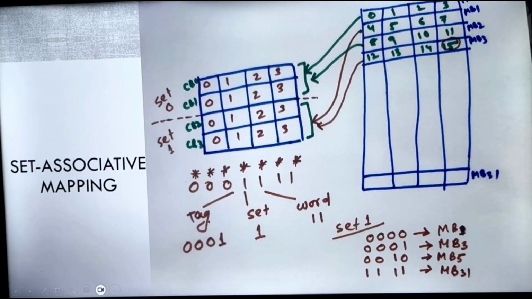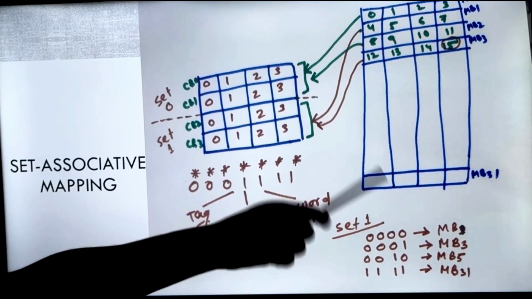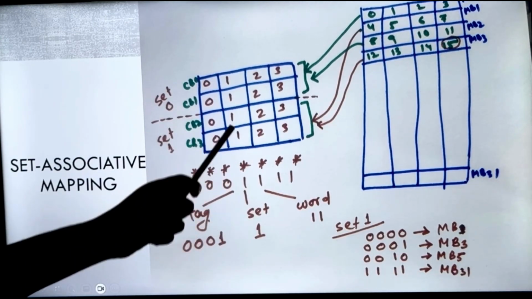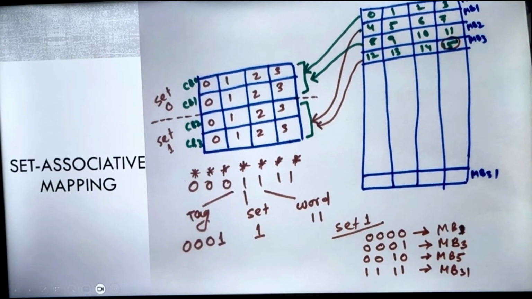So what is 0001? 0000 means memory block number 1 can be coming here. 0001 means memory block number 3 can come here. Yes, it's matching. Memory block 3 only I need. 15 is there in memory block 3. So this is how set associative mapping works.